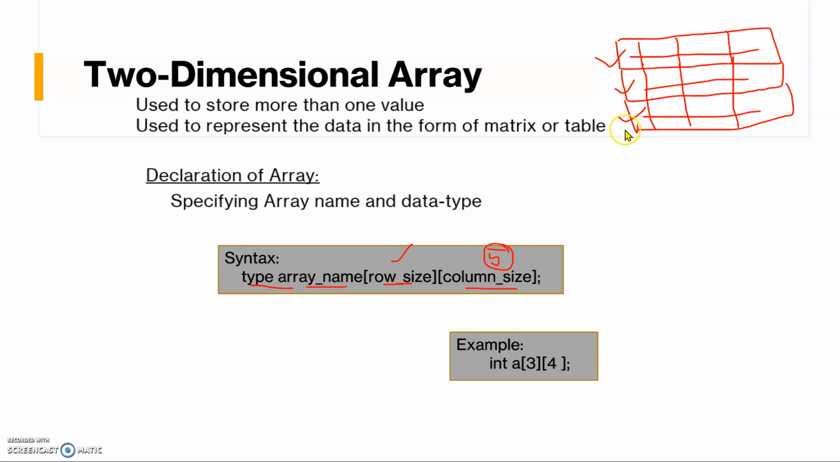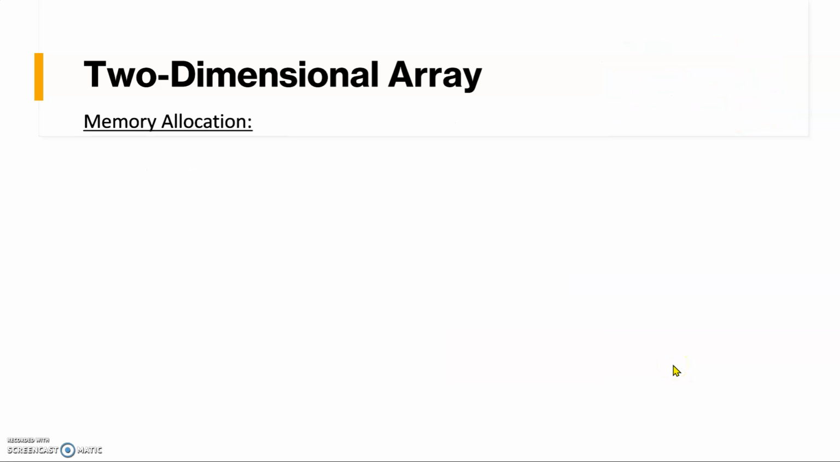we want to store 3 rows. The same example here, 3 rows I am storing, and each row is capable of storing 4 values. So a total of 12 values we can accommodate in this table. All these 12 values can be accepted by using an array name called A, and all these 12 values are of integer data type only. So this is how a two-dimensional array can be declared. Now once it is declared, how the memory allocation will be done, I'll show you.